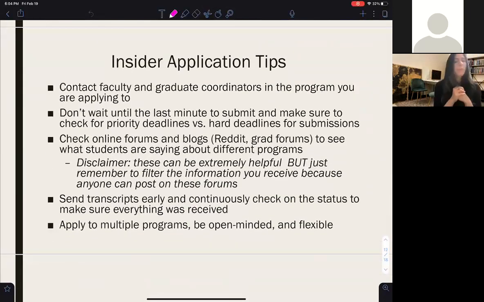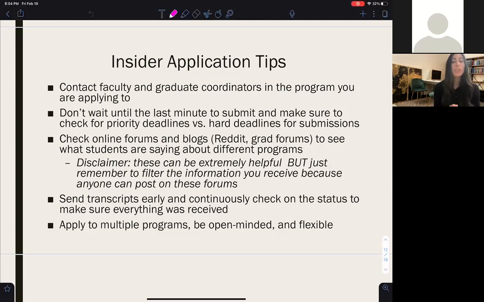Okay, so I wanted to go over some insider application tips. I came up with some of my own, and I also talked to some other recently admitted PhD students, and I came up with a few things here and on another slide. So again, I already said this, but make sure you contact the faculty in the program that you're applying to. Don't wait till the last minute to submit your application. Don't do it at 11:59 on the deadline.